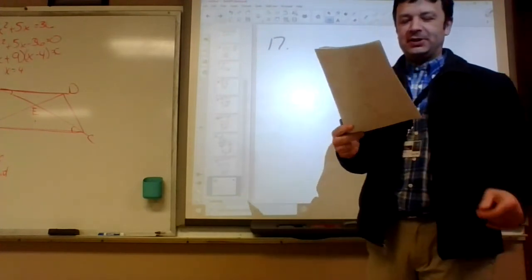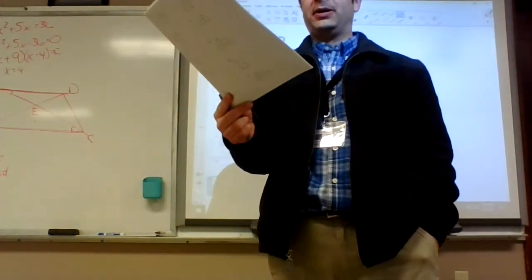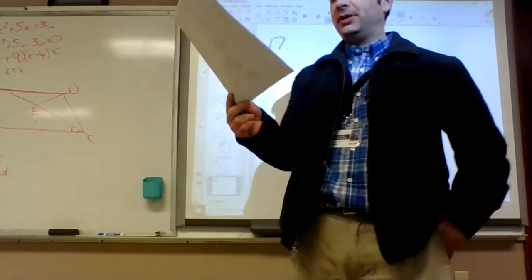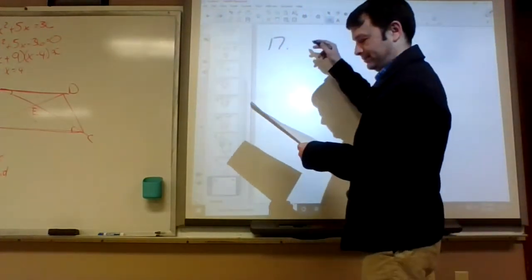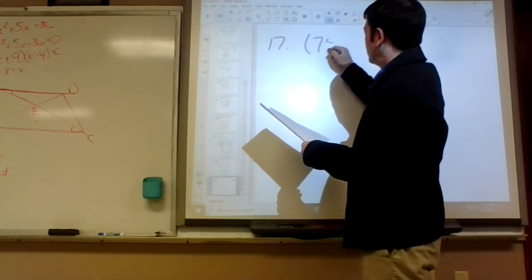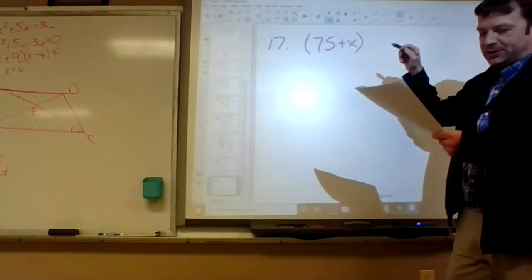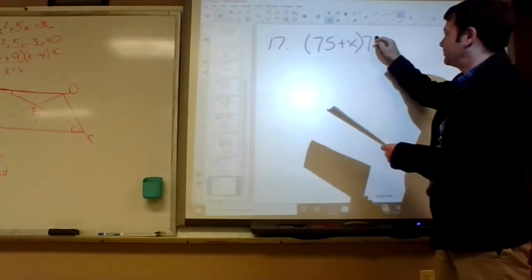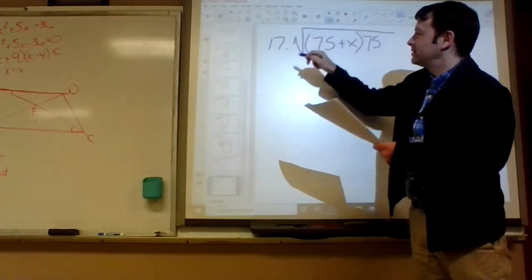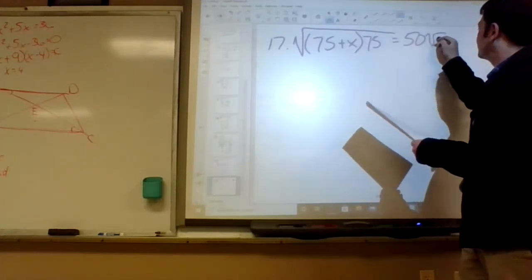All right, on 17, you guys see how 50 square root of 3 is on the side, right? Okay, Jordan, what do you think? I think it's the square root of 75 plus x times 75. Close, no cigar. Equals... That's right.